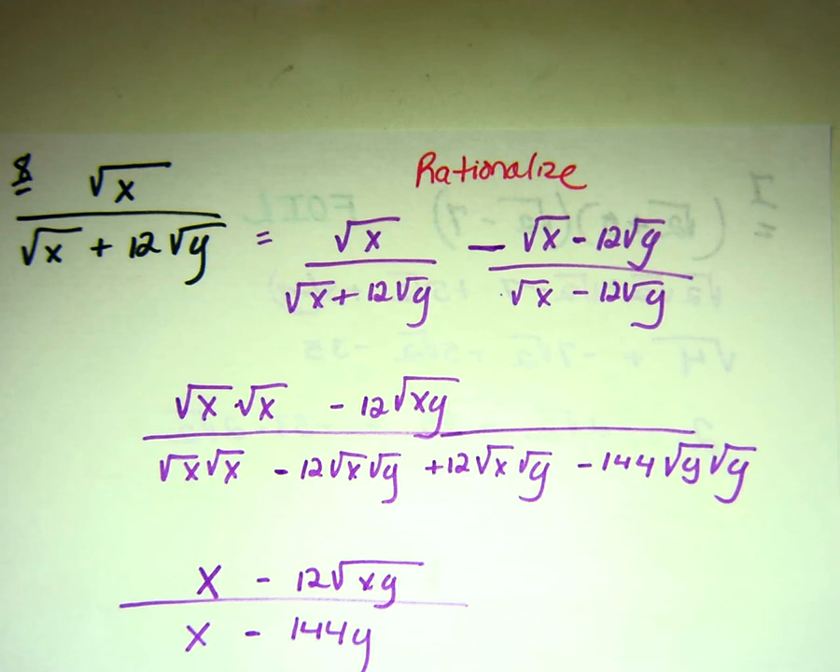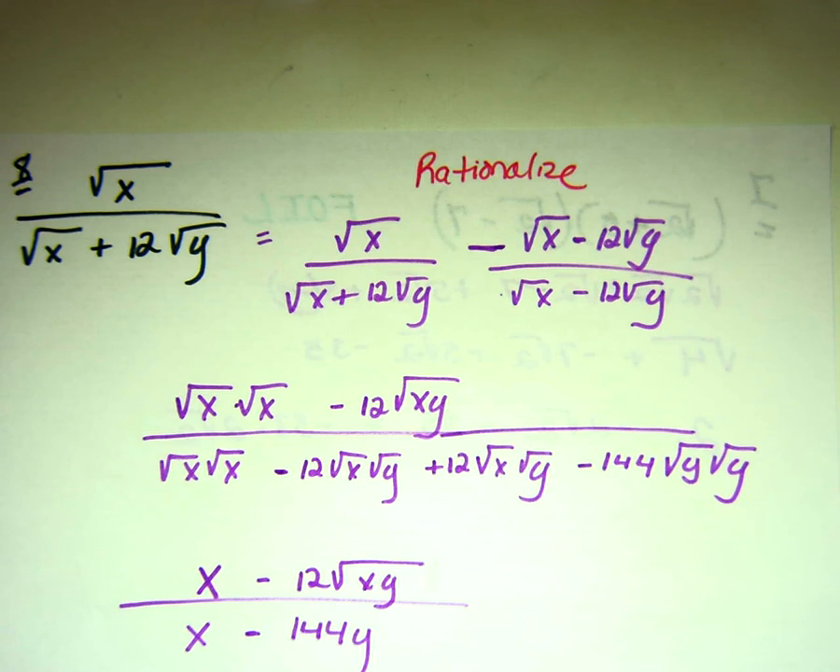Your denominator, this is going to take a moment, so pay close attention. Using the FOIL method, square root of x times square root of x. Square root of x times negative 12 square root of y, which is right here. Then we got 12 times the square root of x and square root of y. Then we're going to have a minus. 12 times 12 gives you 144. Both of your y's are under the radicals. We're going to simplify now.